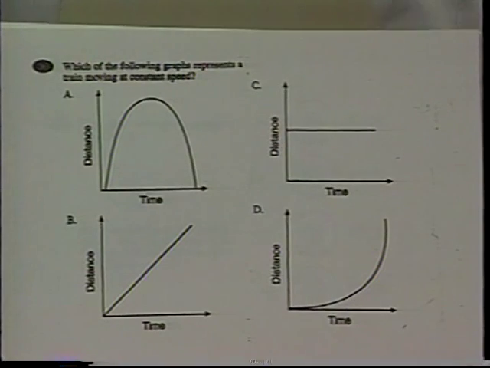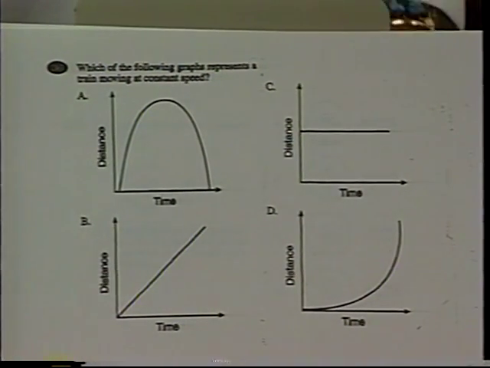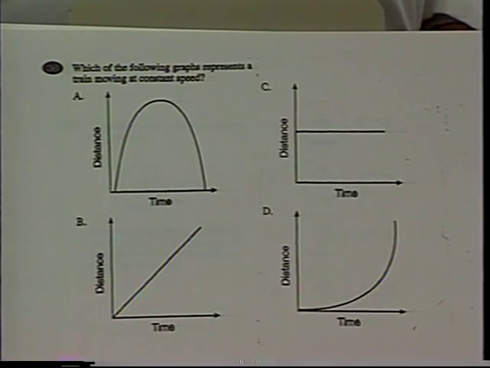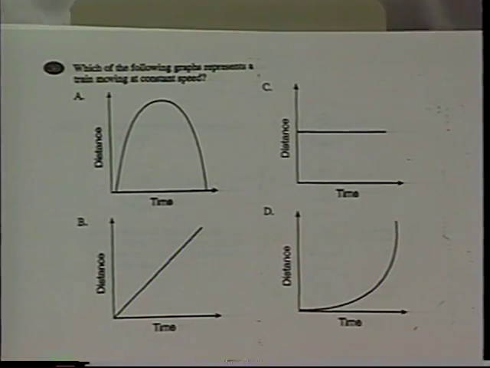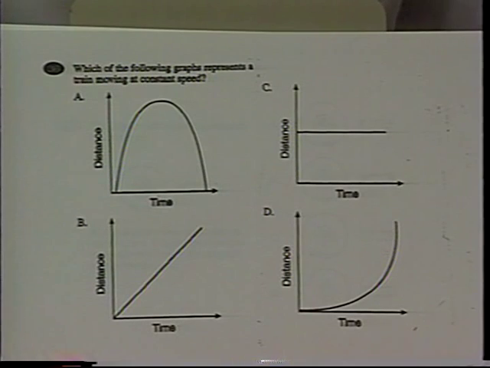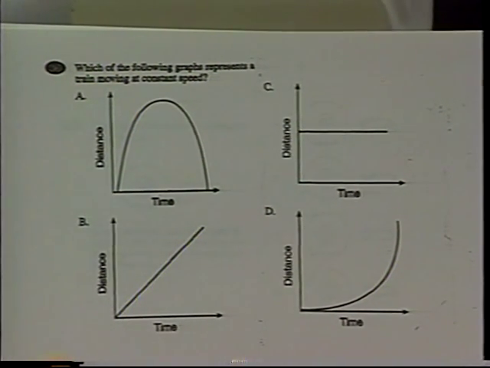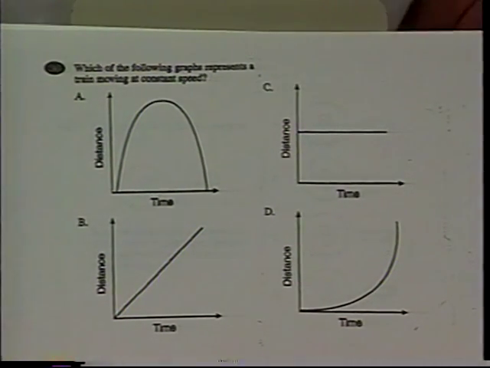All right. This one's Bernard's. Which of the following graphs represents a train moving at constant speed? A, C, B, or D? So we've got a train moving at constant speed, or a car, or some kind of vehicle that's going at a constant speed. B. That means it's like going at 50 miles an hour. It stays at that constant speed. So it's B. Yep, you're right.